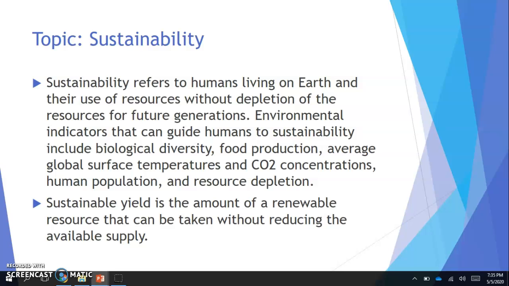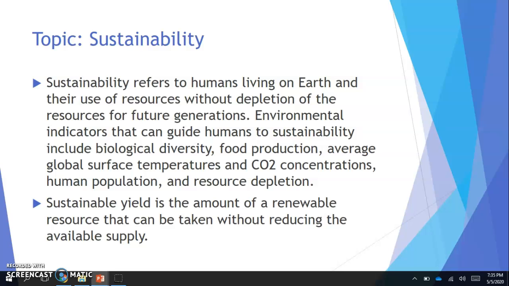Sustainable yield is the amount of a renewable resource that can be taken without reducing the available supply. So if you take something sustainably, let's say we're talking about fish populations, if you were going to do sustainable fishing, you would only take enough out of the ocean that would provide for population while still letting that population of fish reproduce.